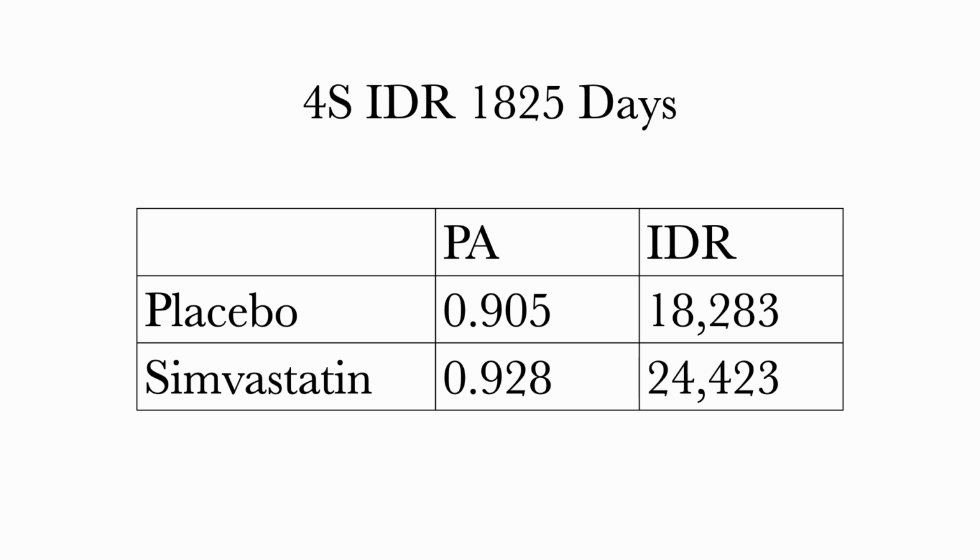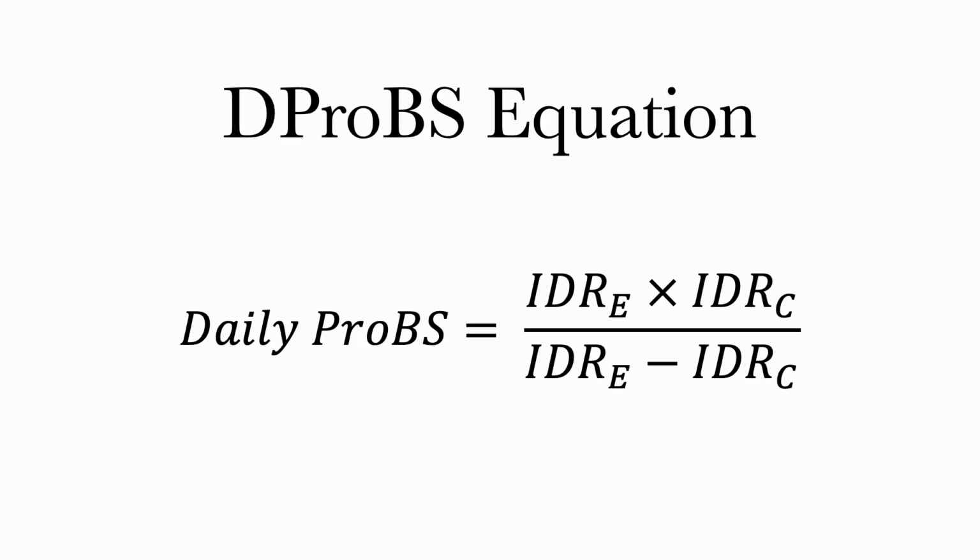24,423. Next, we use the 2 individual daily risk numbers to calculate the daily probability of being saved. I won't go into how I derived this equation. You can read the book and check it out there if you like.